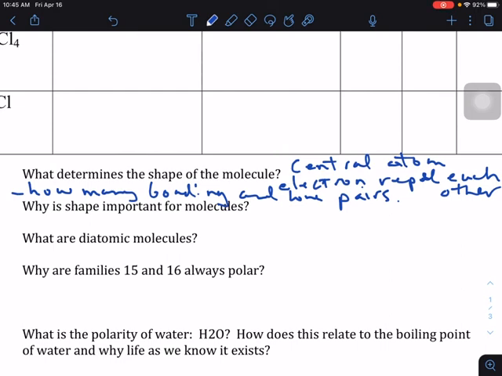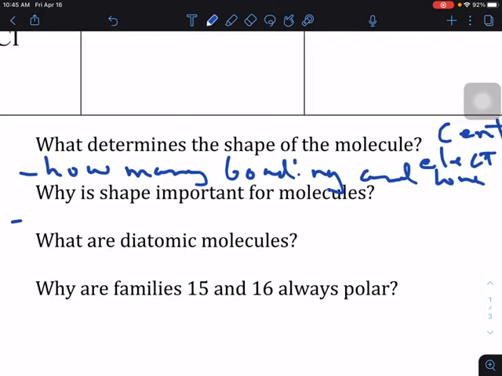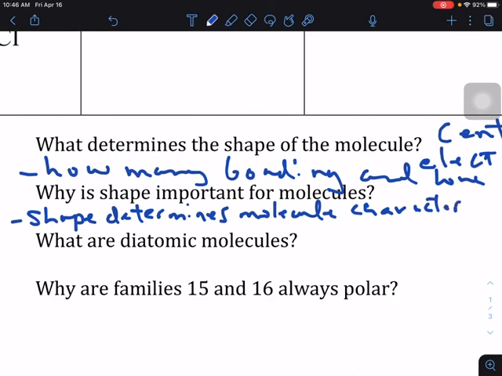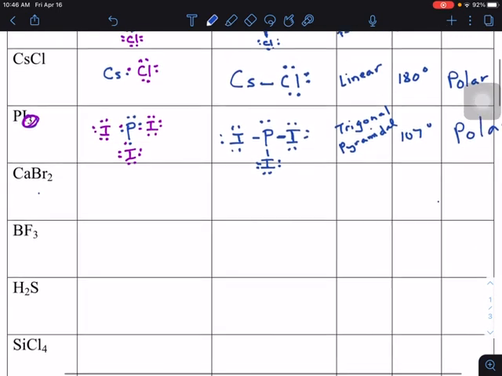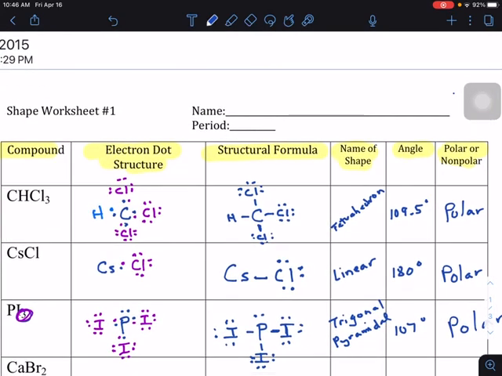Why is the shape important for molecules? Well, the shape determines the characteristics. So it determines the characteristics of the molecule. So things like melting point and boiling point are the characteristics that are taken into consideration for this. So anyway, those are some examples.